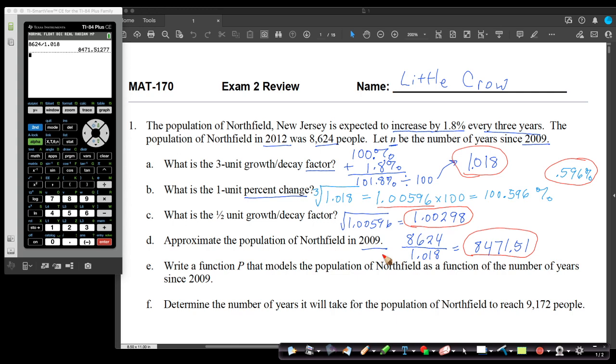Okay. So then now we're asked to write a function, and we have all our pieces. This is the population when n equals 0, number of years since 2009. So this is our starting value. We have a 1% change, but more importantly, to get that, we got the one unit change factor. So we kept that. That's why I underlined it in red. This is an important number we're going to use in our formula. And then we have our value for n. So what is our function?